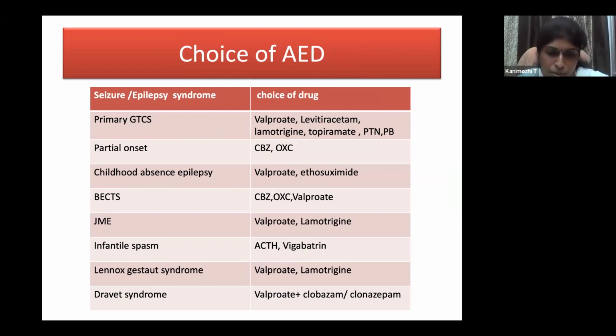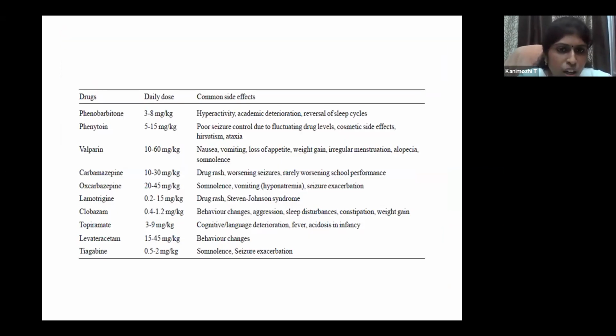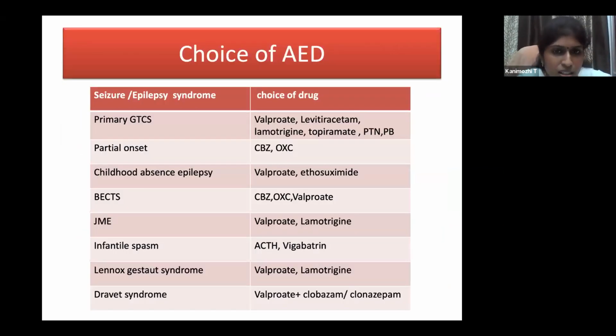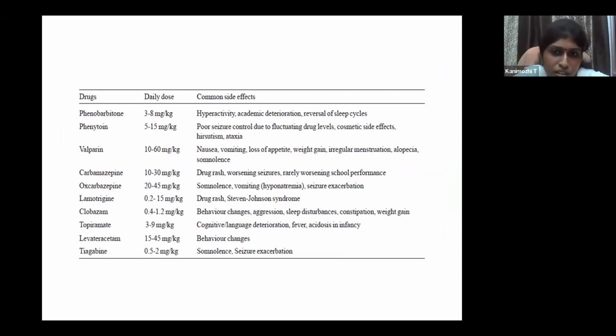And Dravet syndrome, we have multiple seizure types, so mostly we use valproate along with clobazam or clonazepam. And common drugs have many side effects. Like phenobarbital, of course, with the cognitive effects, and phenytoin, the cosmetic side effects.